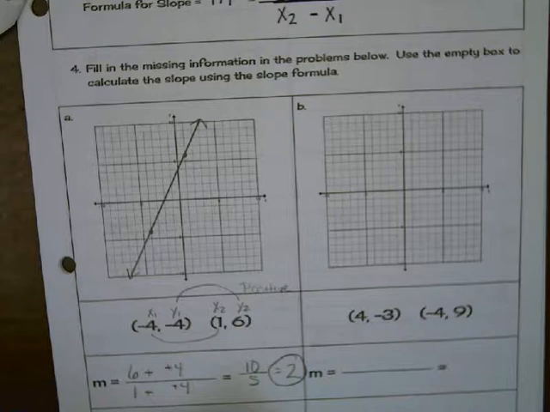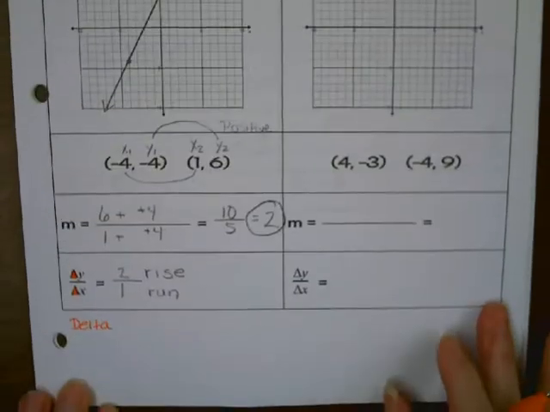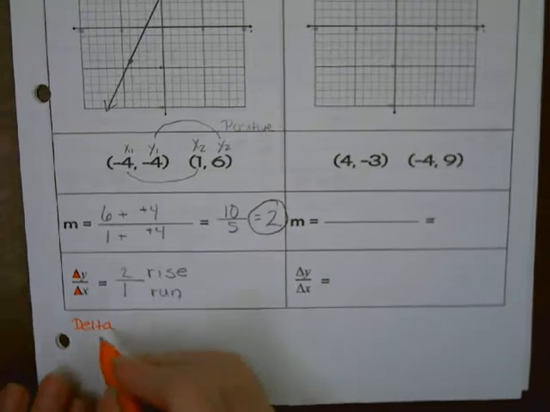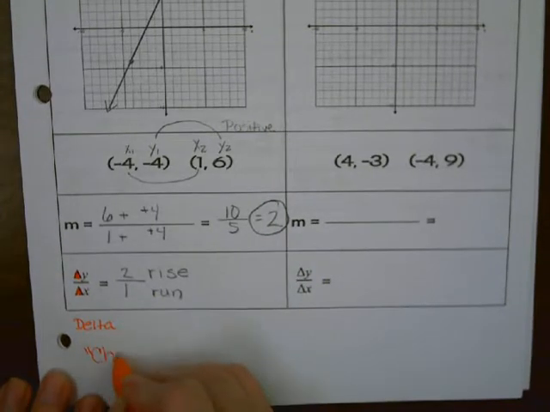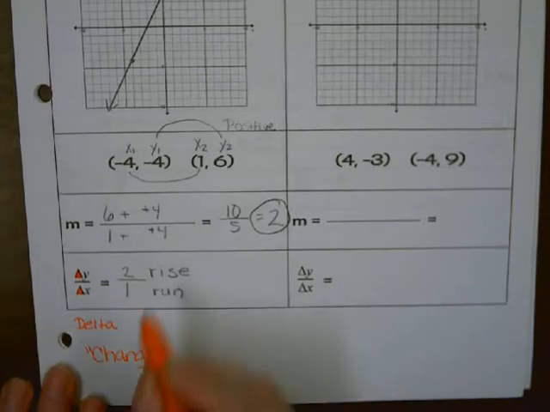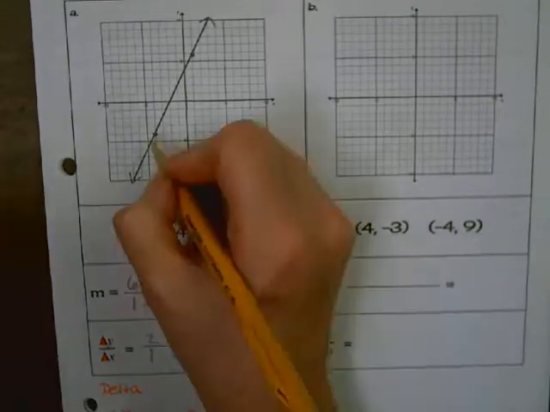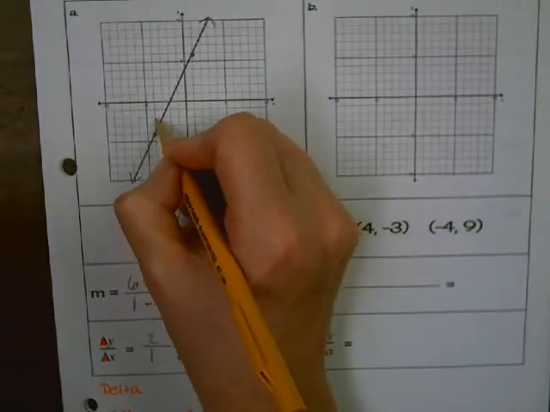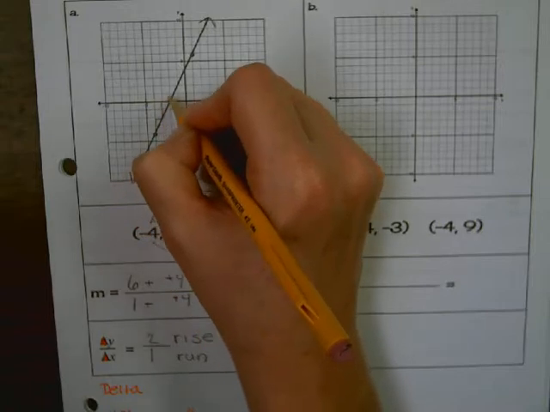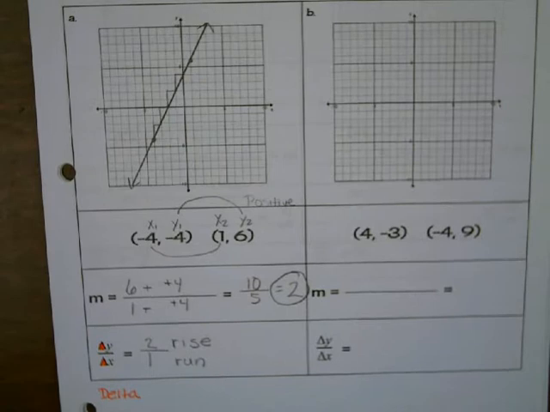These little triangles right here, just for fun fact, these are called delta. It's the Greek letter delta, and it means change. So you might see those come up from time to time. Our slope is 2. Let's take a look at that. We needed a positive 2. So up 2 over 1. Up 2 over 1. Up 2 over 1. I can see that my line has a slope of positive 2.